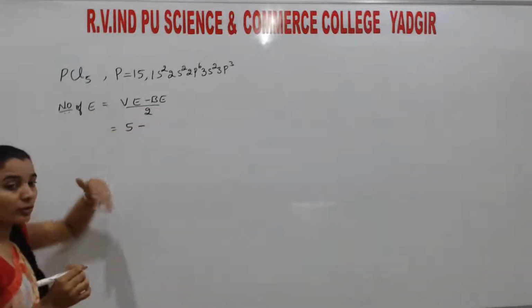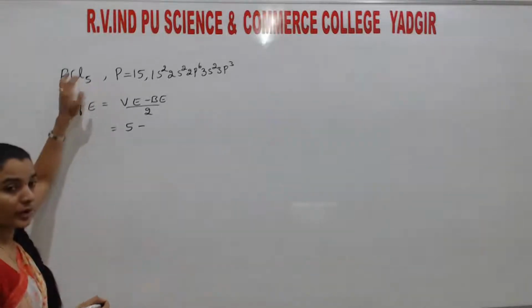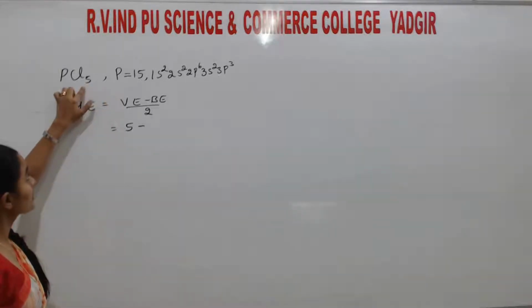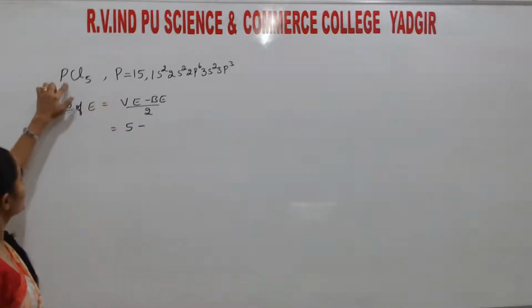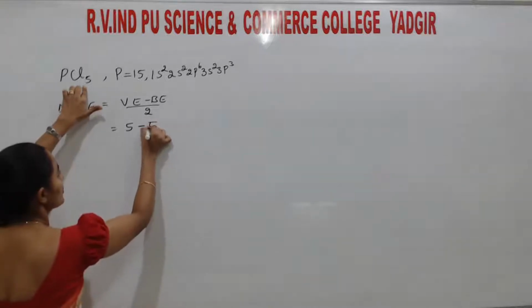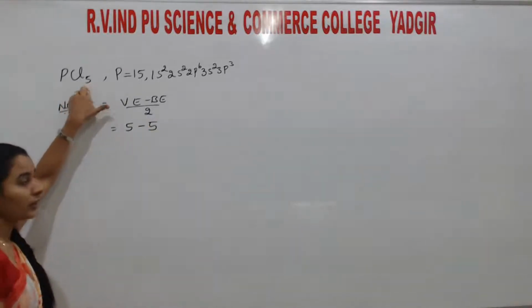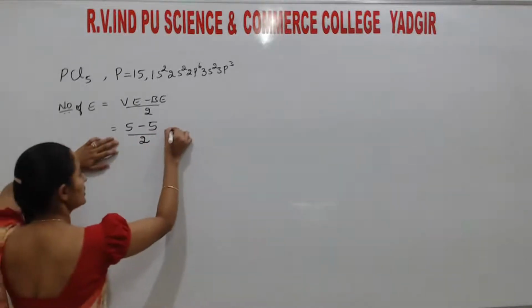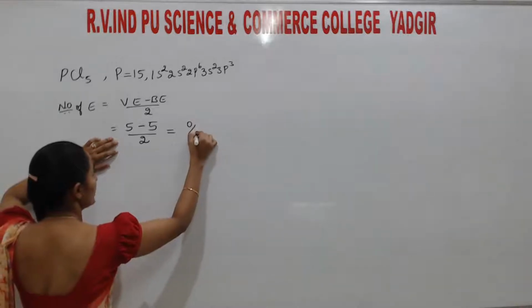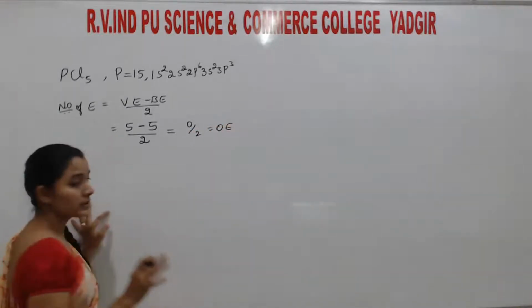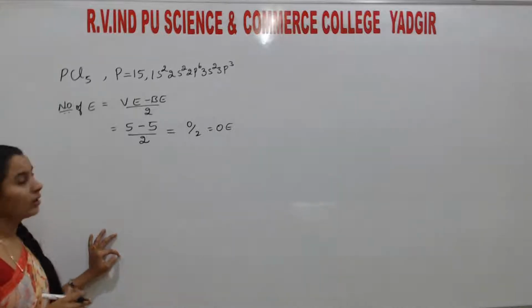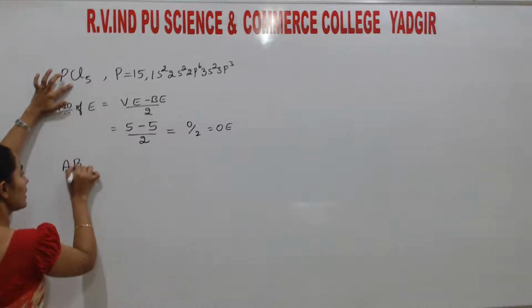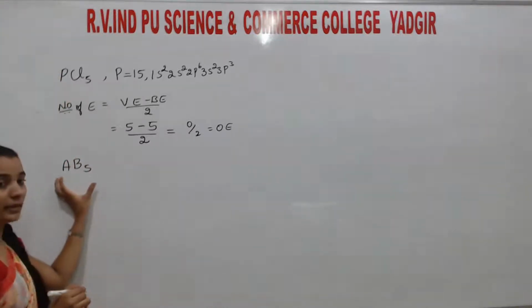So students, how do we find the bonded electrons? Remember why I am taking 5 here: PCl5, PCl3, those numbers represent the bond pairs. So PCl5 means 5 atoms are involved in bonding with phosphorus. It is 5 minus 5, which is 0 divided by 2, so 0 electron pairs, meaning there is no lone pair. Then phosphorus is taken as A and Cl is taken as B, so this is an AB5 type molecule.